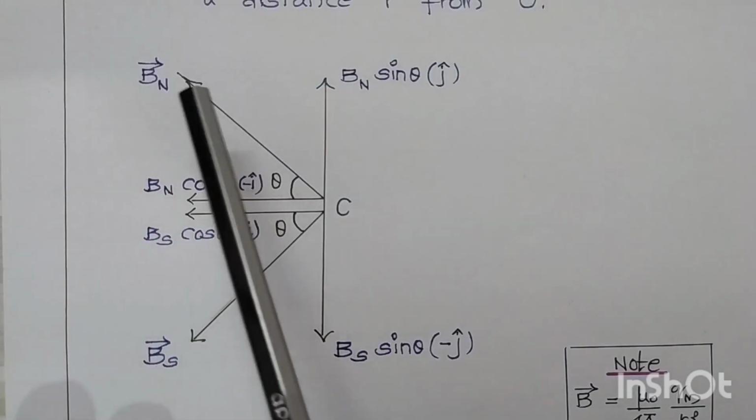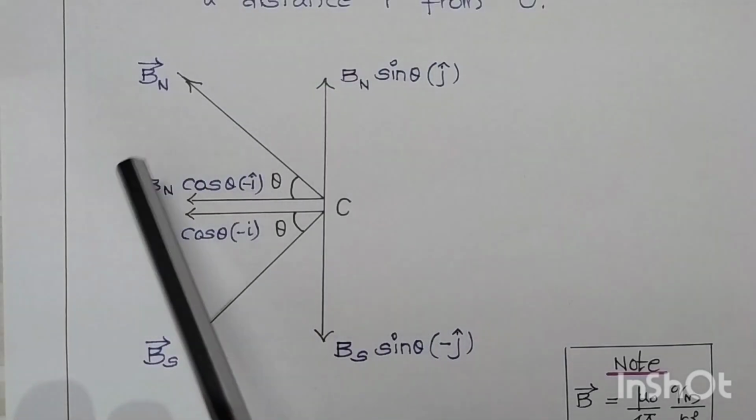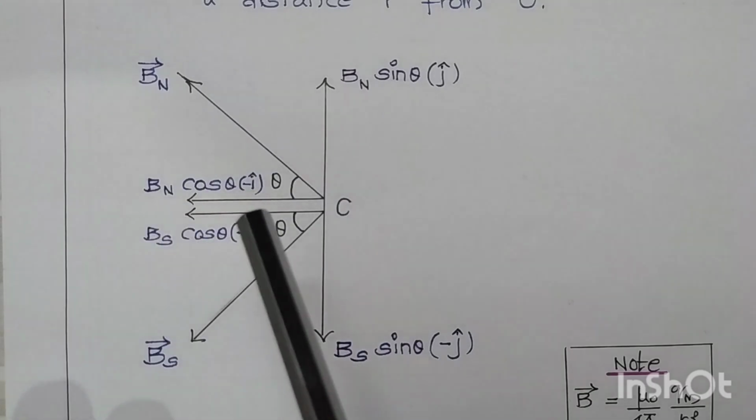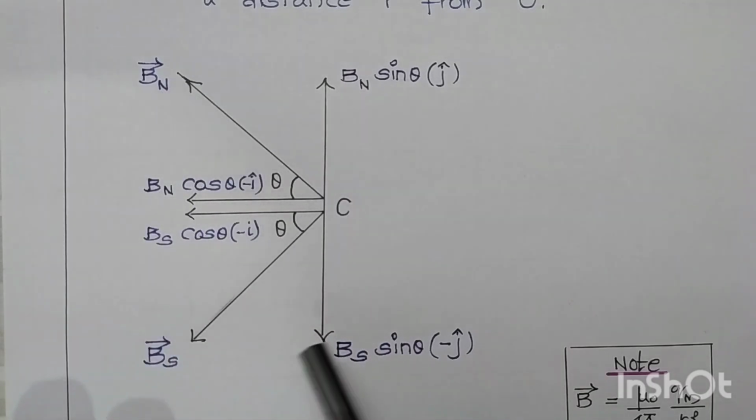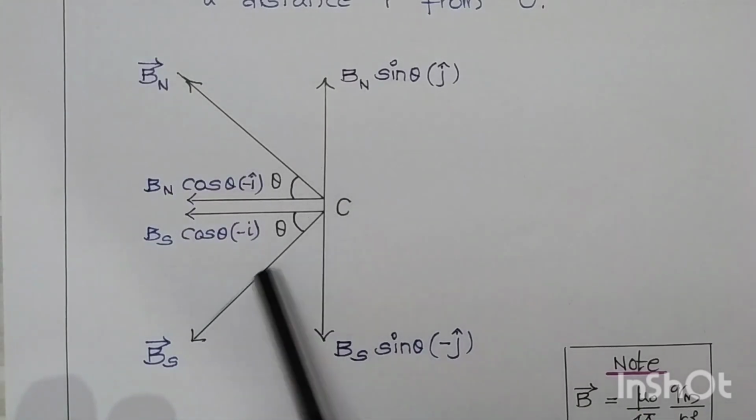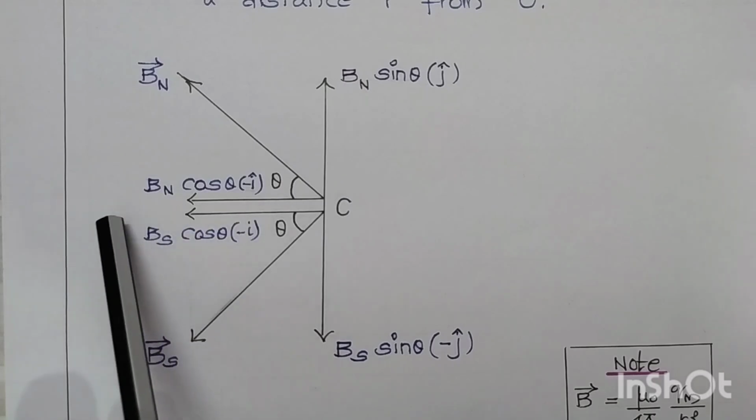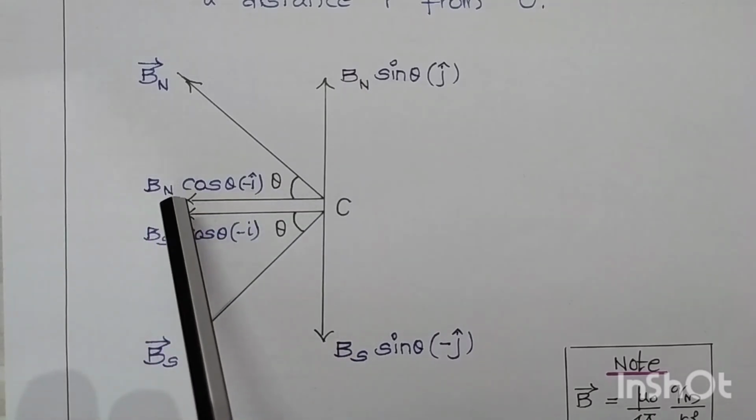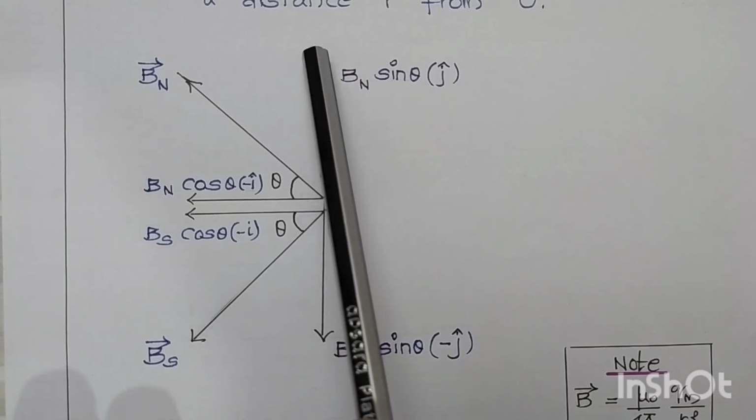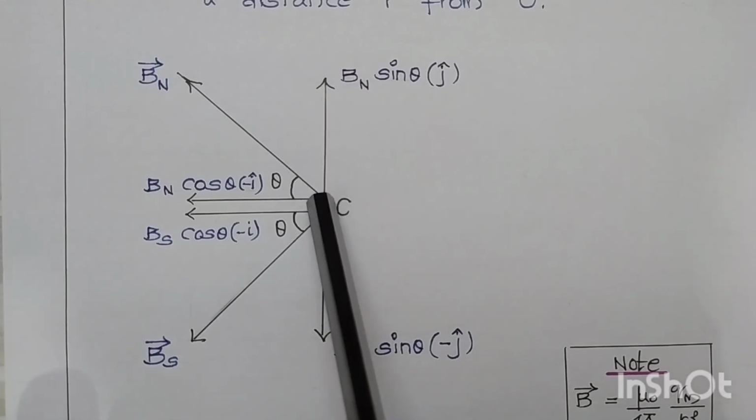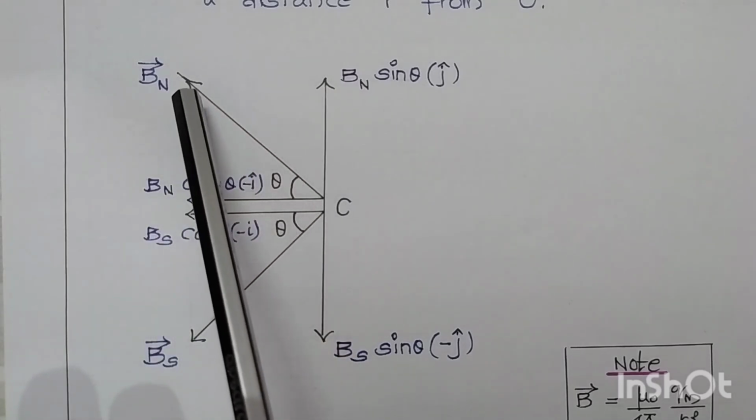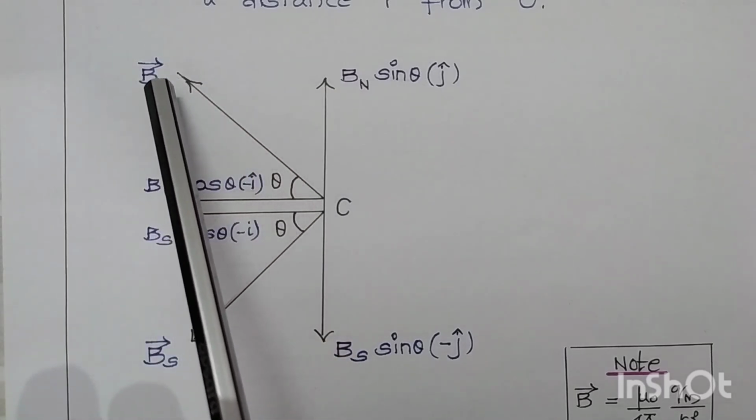Now we have taken the upper portion of the diagram, what we have seen previously, and drawn it in an enlarged manner. This is the Bn vector and this one is the Bs vector, and this is the direction of the resultant vector, we all know that. And here also let us draw a perpendicular line, extend it downwards.